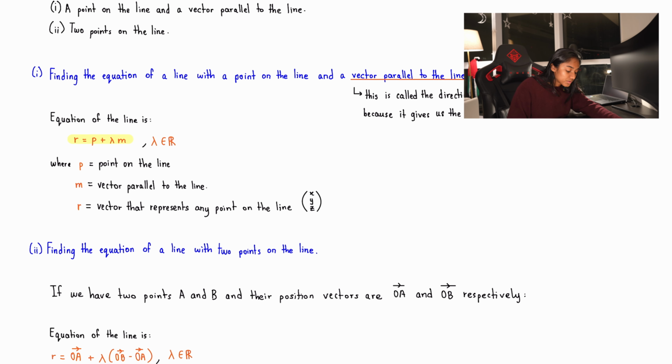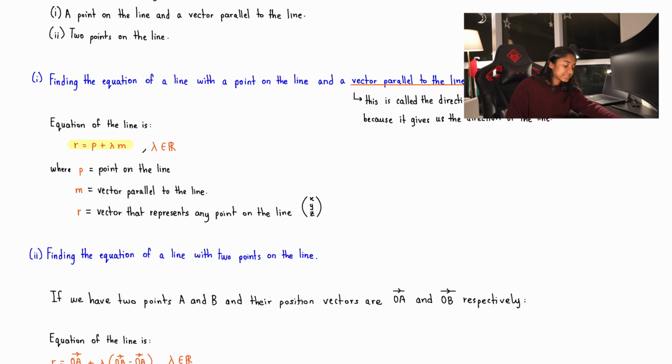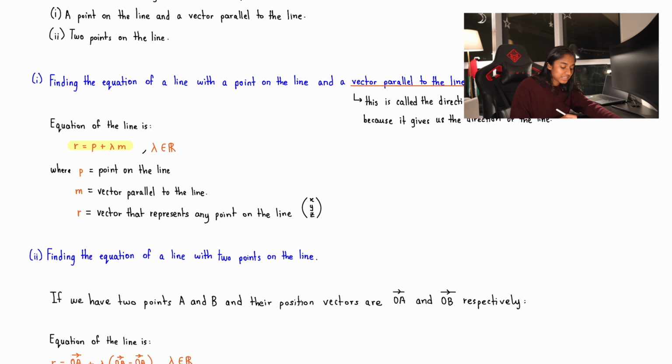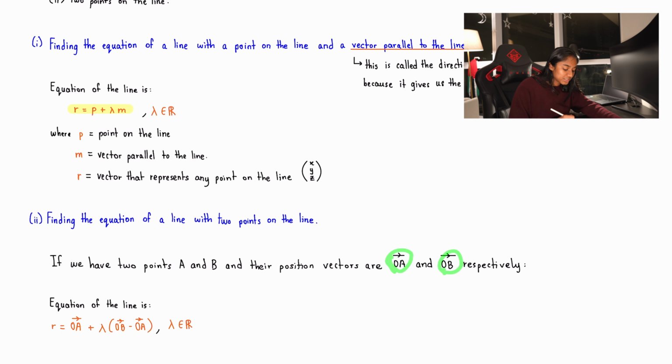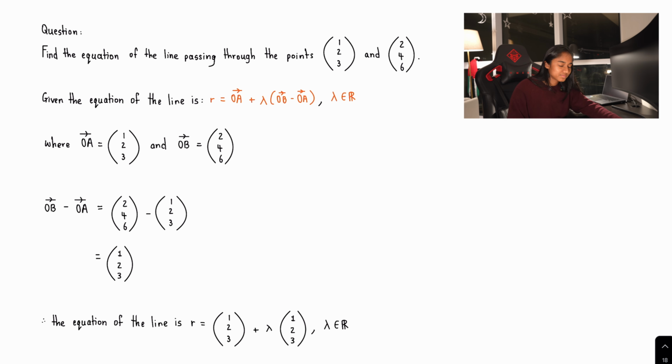Okay, so now the second way is to find the equation of a line with 2 points on that line. So if we have 2 points A and B and their position vectors are OA and OB respectively, the equation of a line would be r = OA + λ(OB − OA), okay? And λ would be real numbers. Now, let's look at this question.